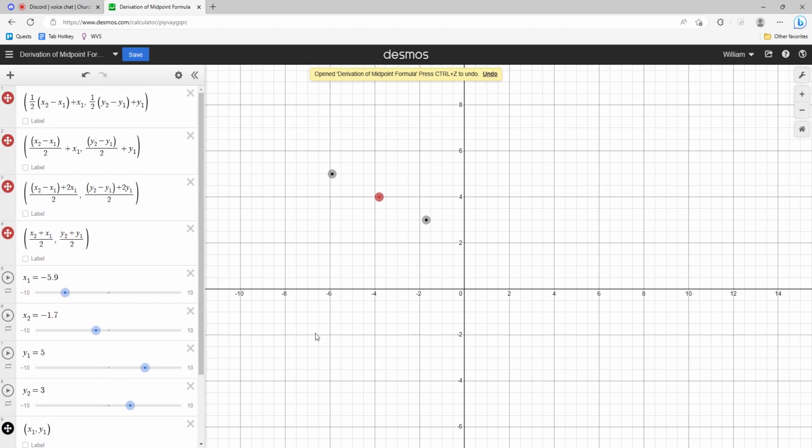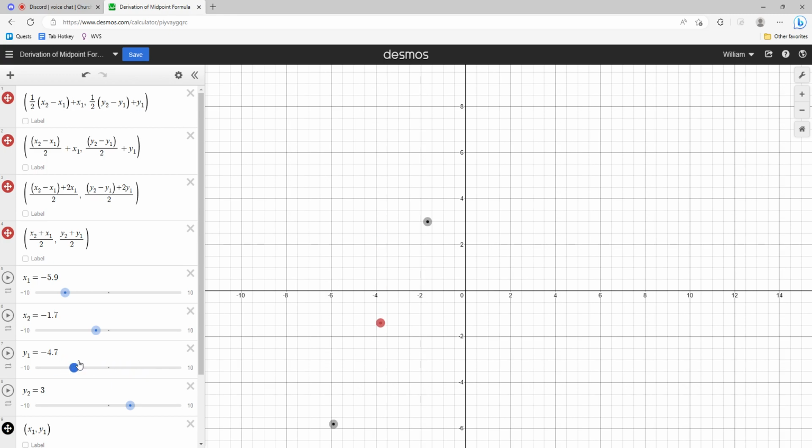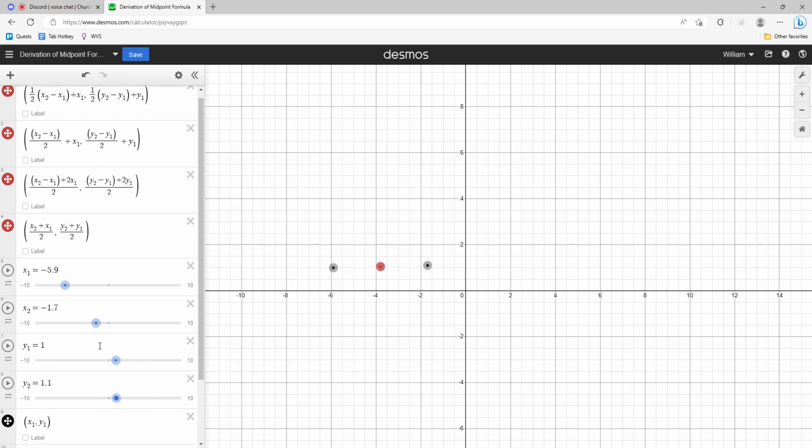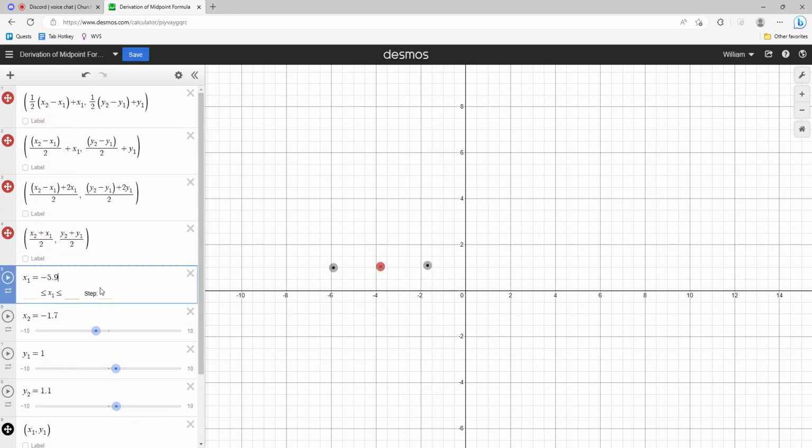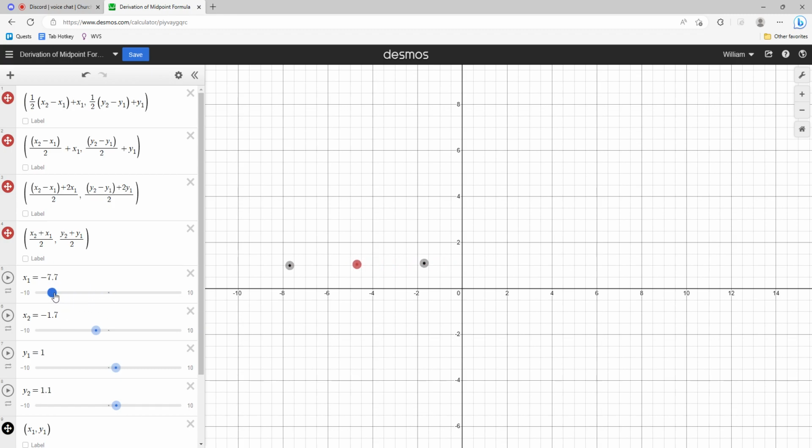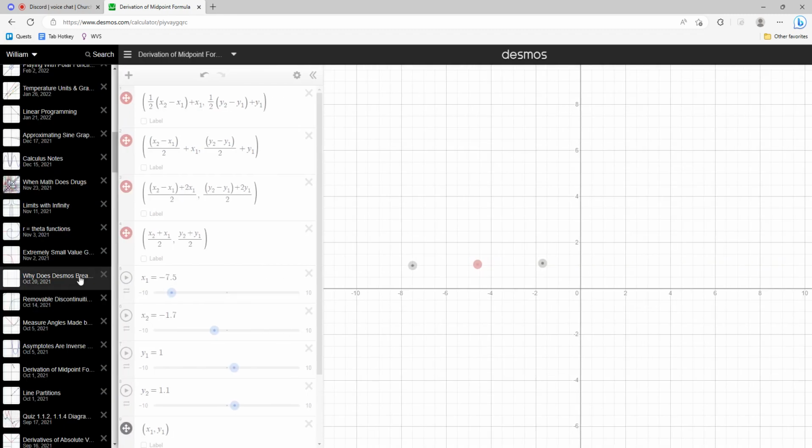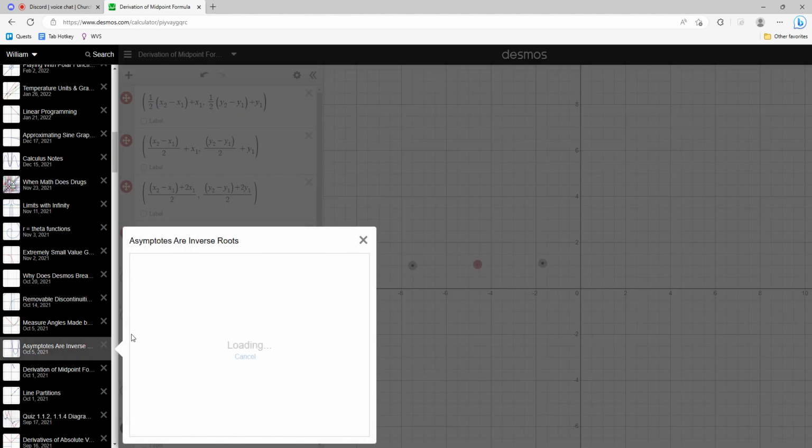But yeah, we got derivatives of midpoint formula. I love independent study on math, but when I'm forced to learn something, it makes me not want to learn it, which is really bad.